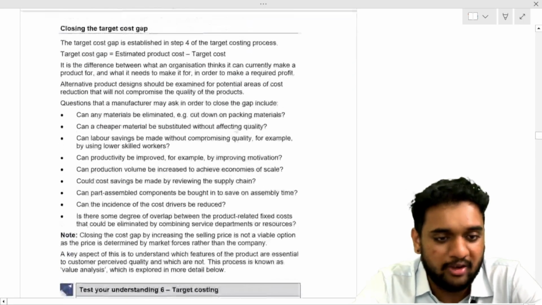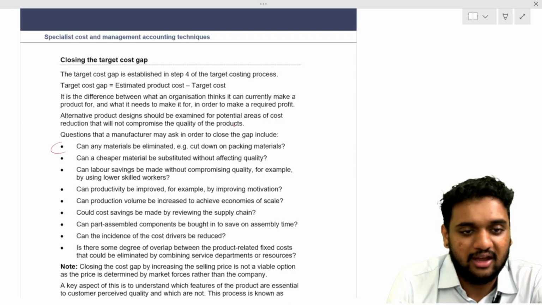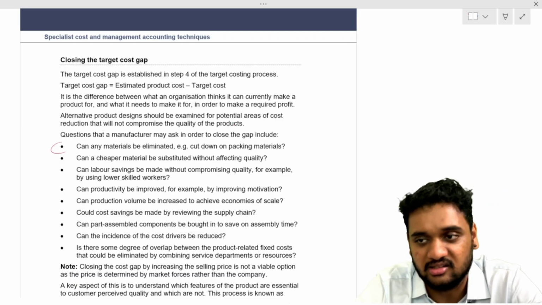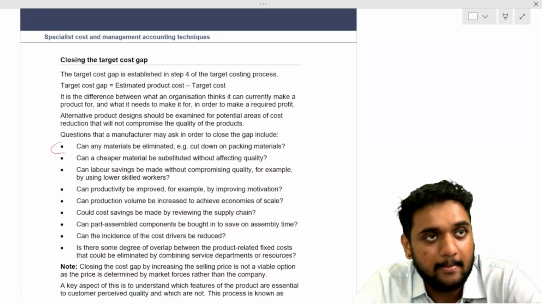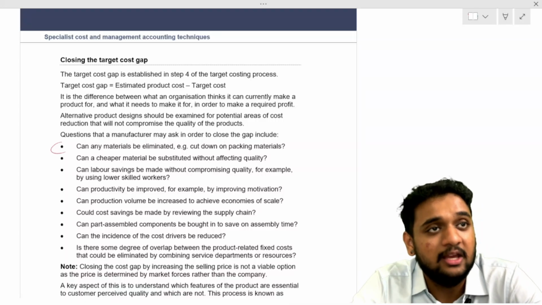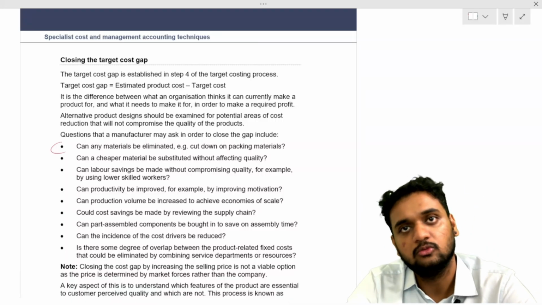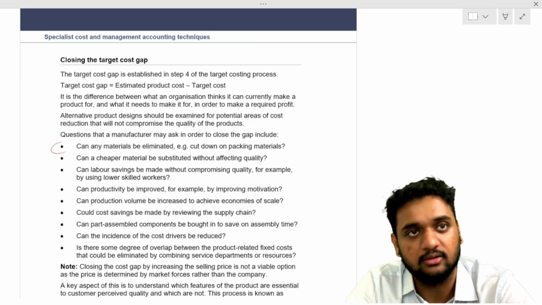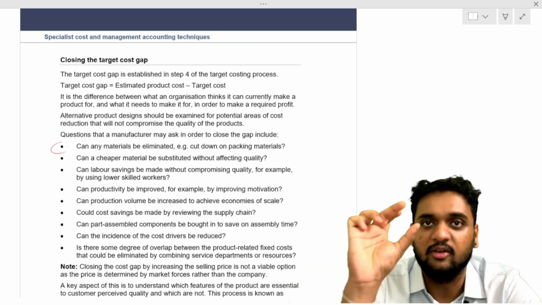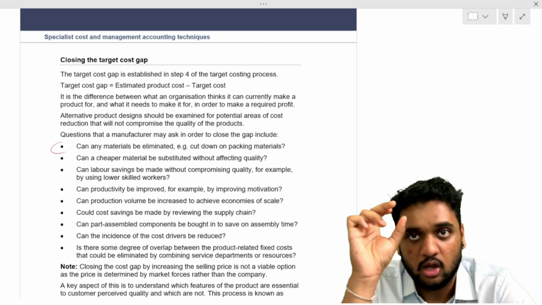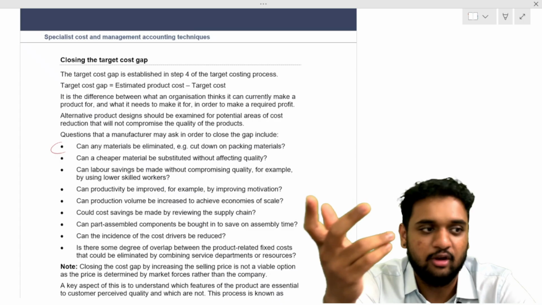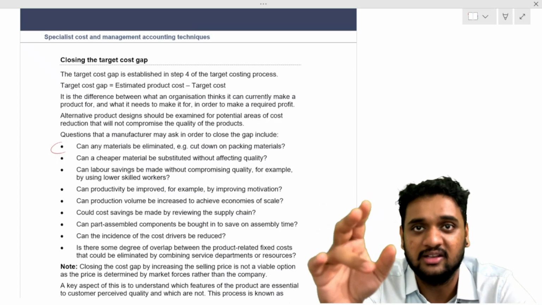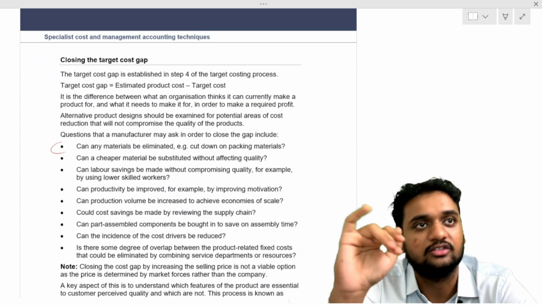We will see five lines. First, we have to ask ourselves a few questions. Can any materials be eliminated? Believe me, every small change we make will have a huge impact. iPhone stopped giving iPhone chargers, no? They are unnecessary. Everyone has an iPhone, they are upgrading, so they stopped giving chargers and reduced the cost.